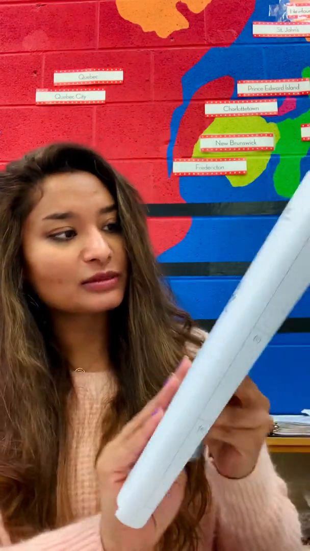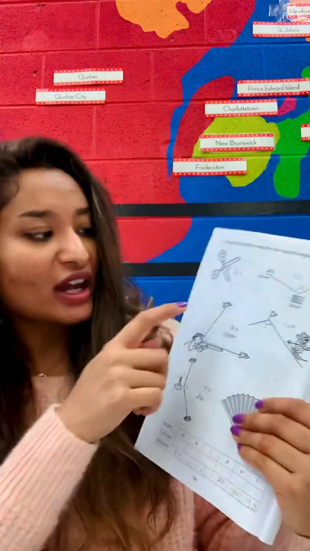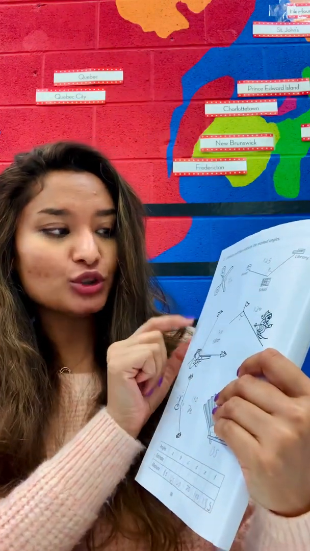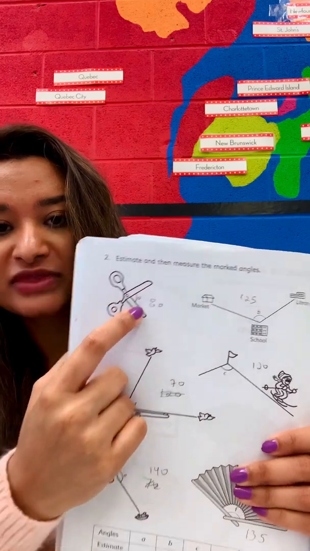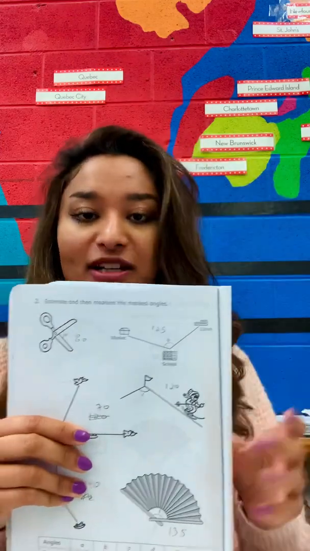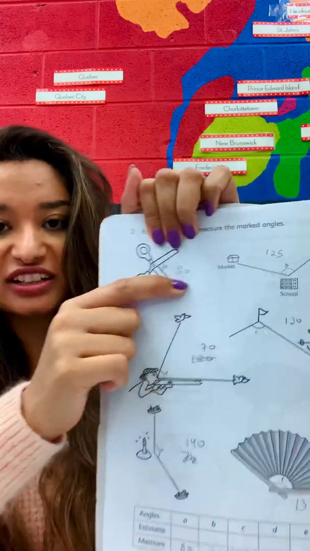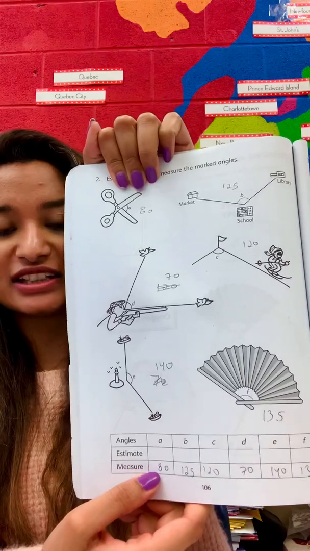So over on this page, we are looking at estimating and then measuring the marked angles. Estimate means what do you think would be the measurement or the size of this angle? For example, I estimated that it's going to be 80 degrees because I know it's not 90. I know it's not a right angle, right? I also know that it may not be an obtuse angle. So I estimated it to be 80. When I measured it, it actually turned out to be 80.